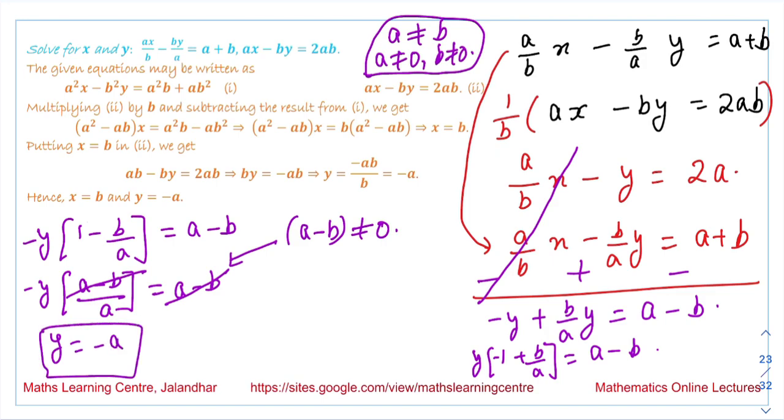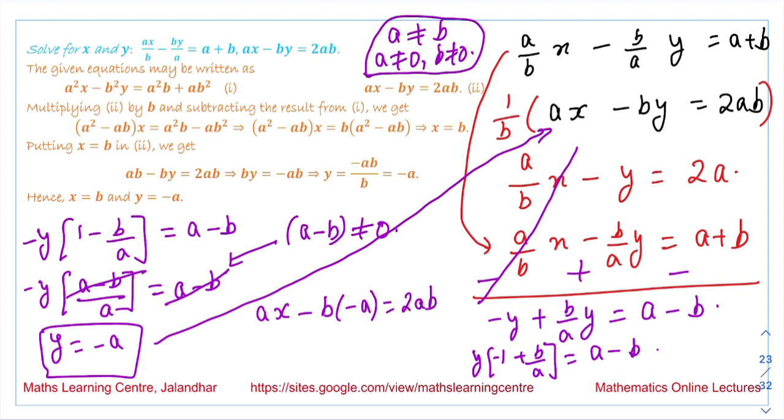We substitute this value of y in this second equation. So we get ax minus b into minus a is equal to 2ab. So it is ax plus ab is equal to 2ab. So we get the value of x is equal to b.